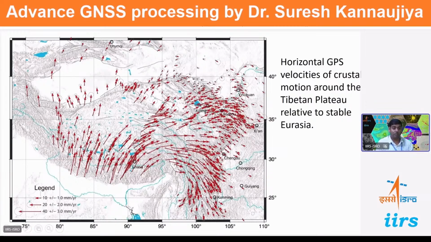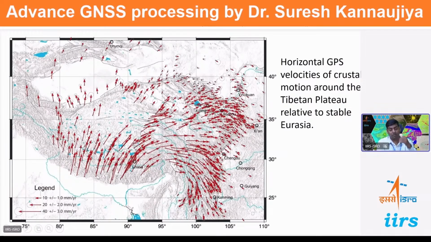Okay. Once you get this data processed to millimeter accuracy, you can do many applications. For instance, this is a crustal deformation study. You can see this is with respect to the Eurasian plate. This motion is indicated with respect to a fixed Eurasian plate, and here you can see very high velocity, and here the velocity is decreasing.